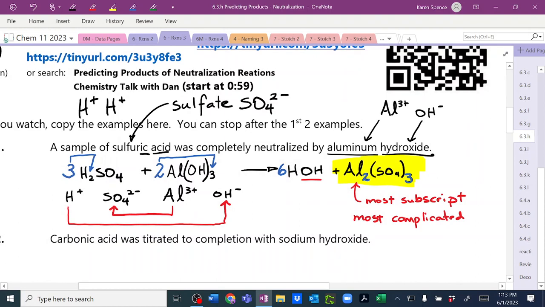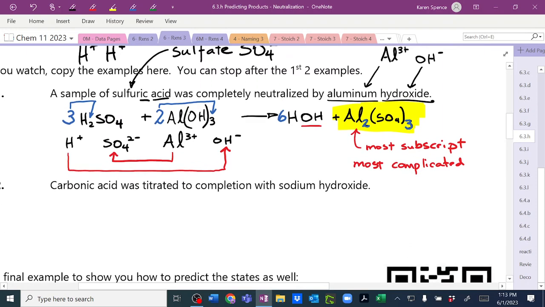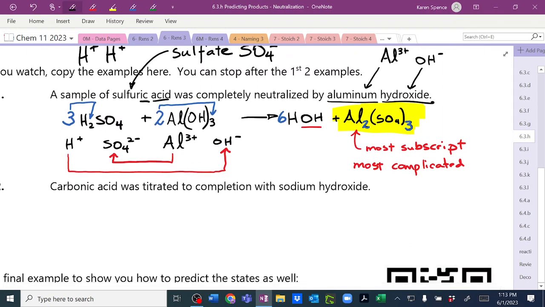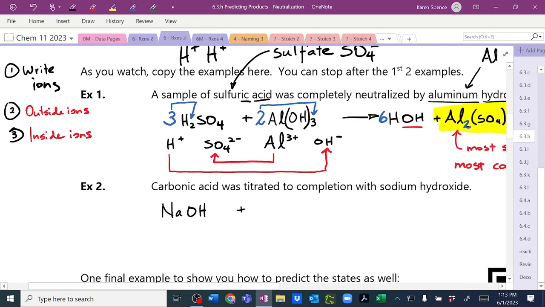Do we want to do another example? Okay, let's do carbonic acid. And in fact, let's do it the other way around this time. I'm going to write my base first this time. So we've got sodium hydroxide, which is NaOH. And that's going to react together with carbonic acid, which is based on the carbonate ion, because we've got the -ic ending. And so carbonate is CO3 2-.